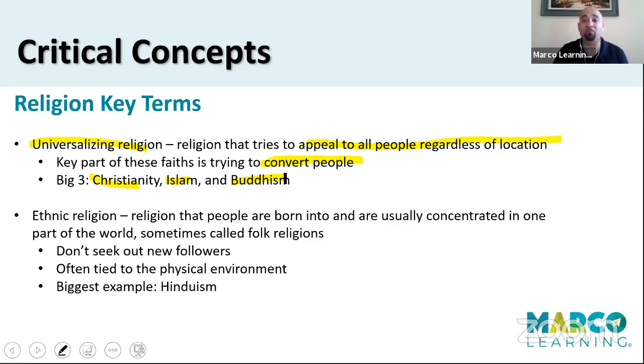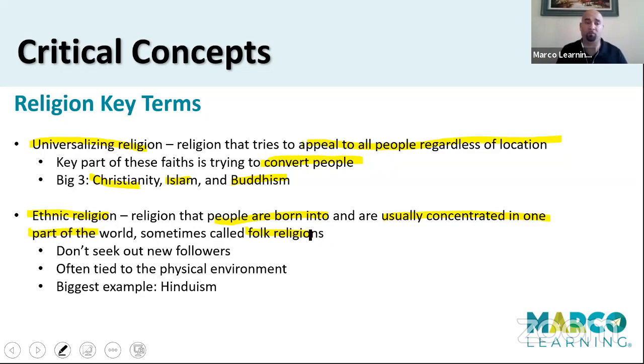Now let's look at ethnic religions. These are religions that people are born into. They're usually concentrated in one part of the world. Sometimes they're even referred to as folk religions. So if we're looking at it from the folk culture, pop culture lens, ethnic religions are the folk religions, and universalizing religions are the pop religions, the popular religions.